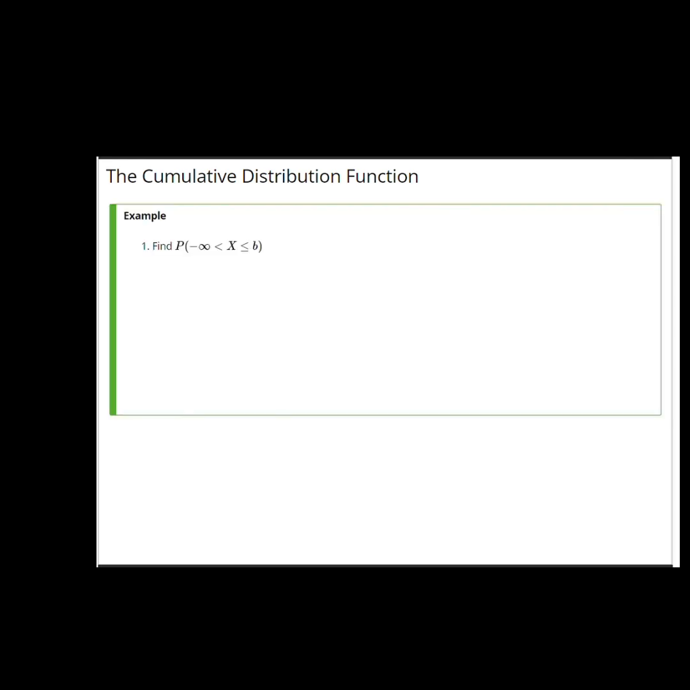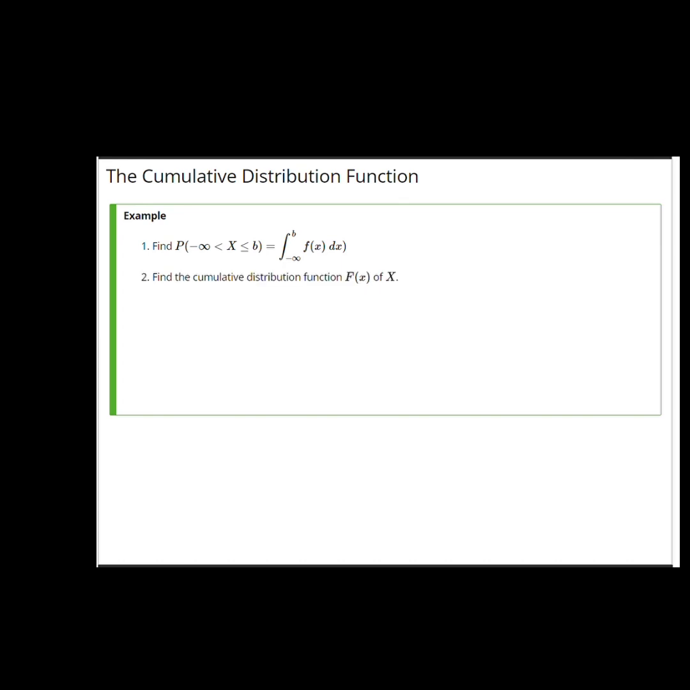The cumulative distribution function. The cumulative distribution function is the probability up to a point b, including the point b. What's the probability x is between minus infinity and b? It's the integral from minus infinity up to b of f of x dx.